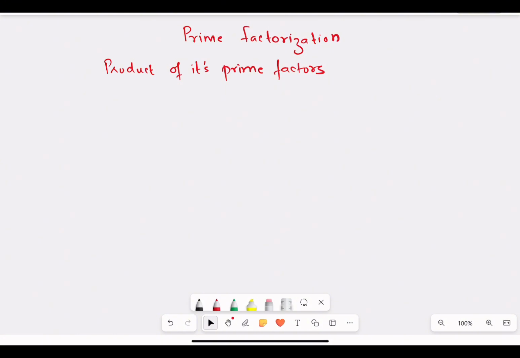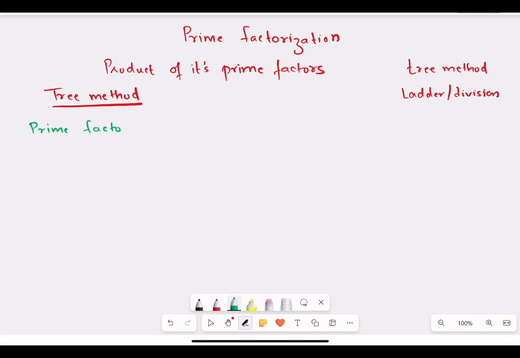So basically, there are two primary methods of prime factorization. One is the tree method, and the other is the ladder, or it is also called the division method. For this class, let us look at the tree method. Let's take an example. Let's take the question: prime factorize 60.